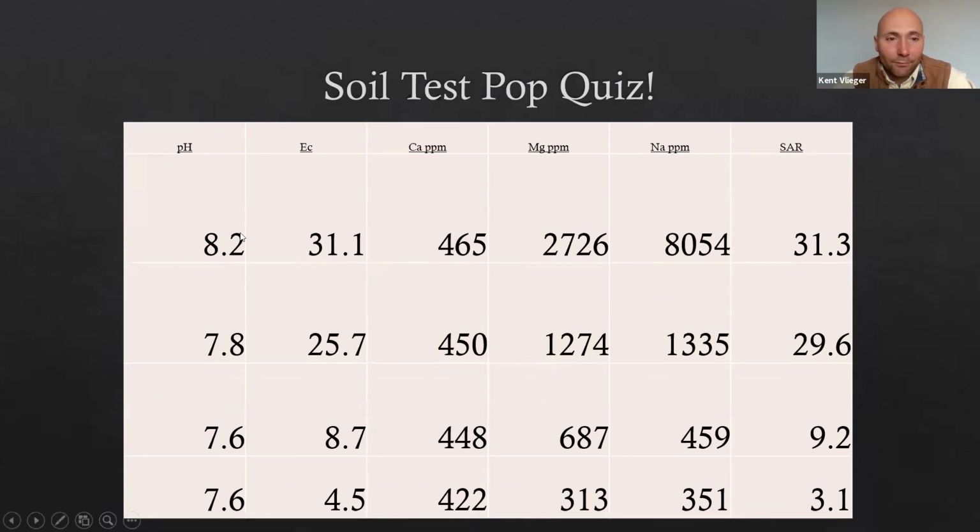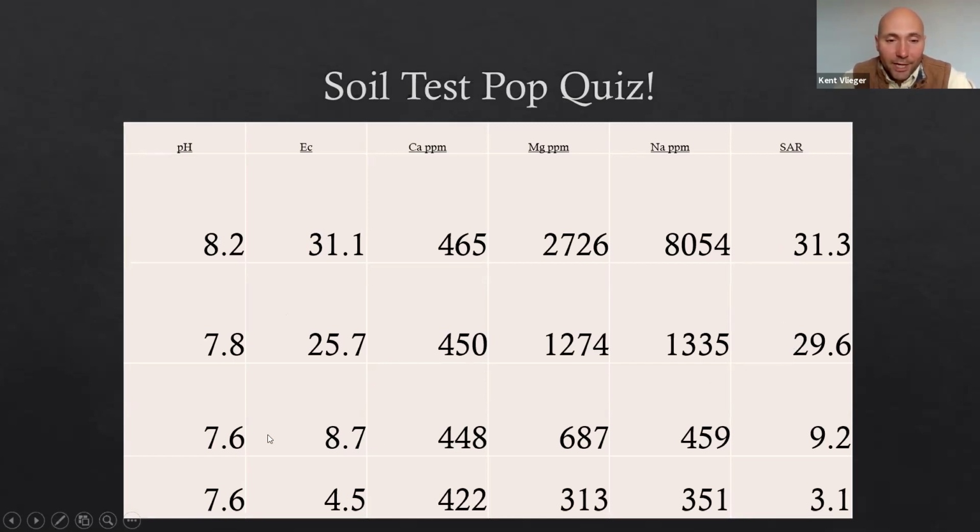So what I'll tell you is that the first row is saline and sodic because it's got an EC higher than 4, quite a bit higher than 4, and it's got the sodium at a level that's higher than the allowable limits. Same for the next row. We've got an EC of 25, and the sodium absorption ratio is at 29.